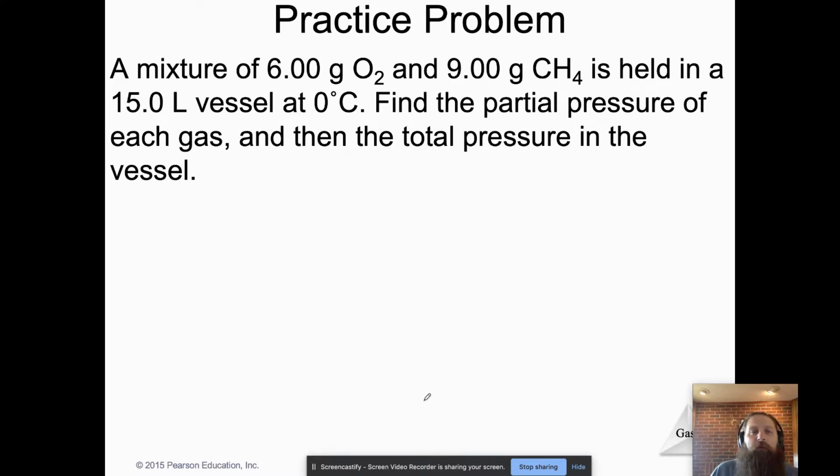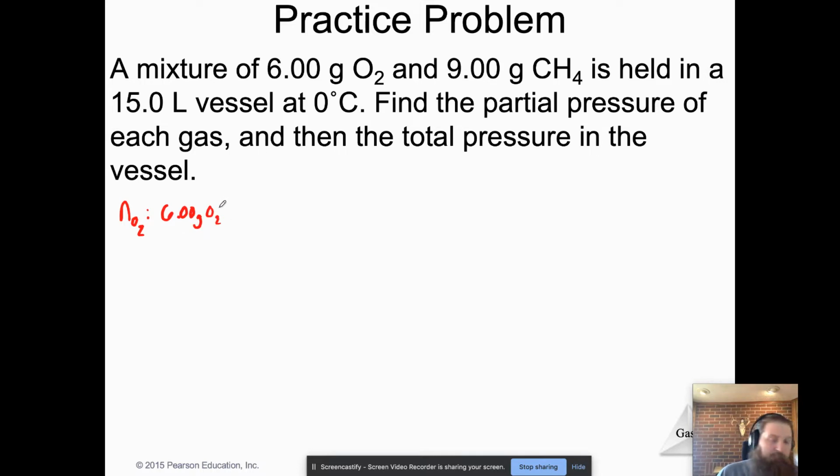It says a mixture of 6 grams of oxygen and 9 grams of methane is held in a 15-liter vessel at 0 degrees Celsius. Find the partial pressure of each gas and then the total pressure in the vessel. In order for me to work through this, I need to know a couple things. First, I need to calculate the number of moles of O2. To do that, I'm going to take the information in my problem and start with that 6 grams of oxygen.